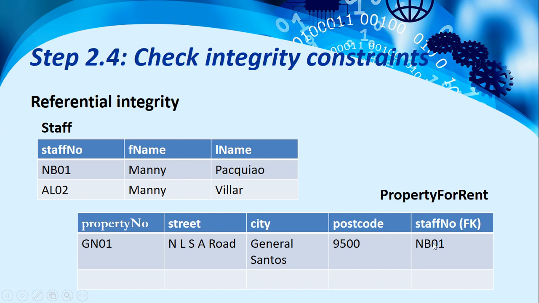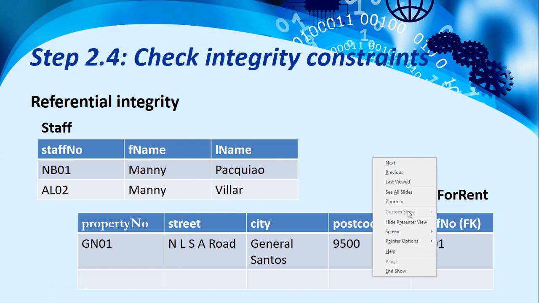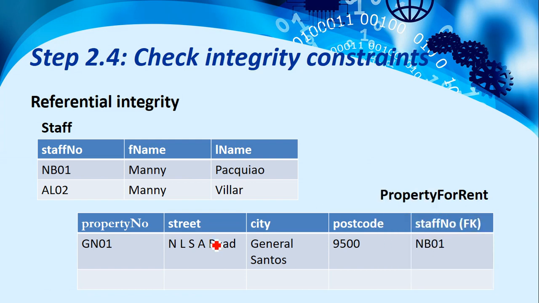And this property has the following staff number, kasi therefore this staff number is a foreign key, referencing the staff number of the staff entity. So, bali, sabihin nito, this property NG001, since yung staff number indicate dito yung value niya, it means that this property is owned by Manny Pacquiao. Itong property na to.